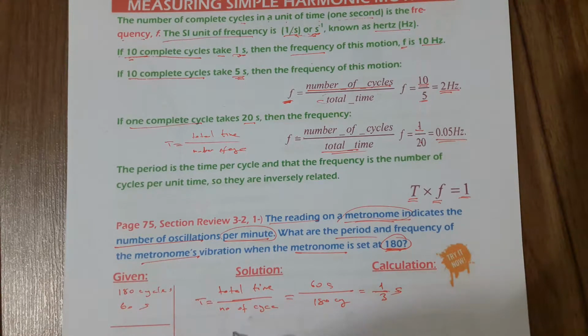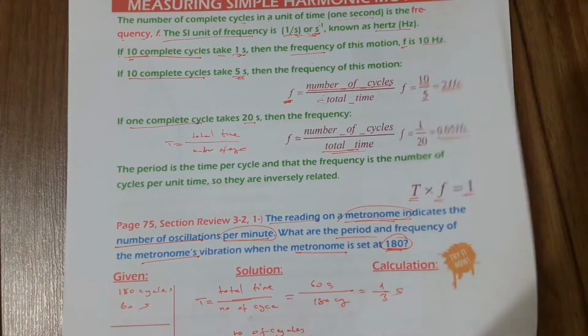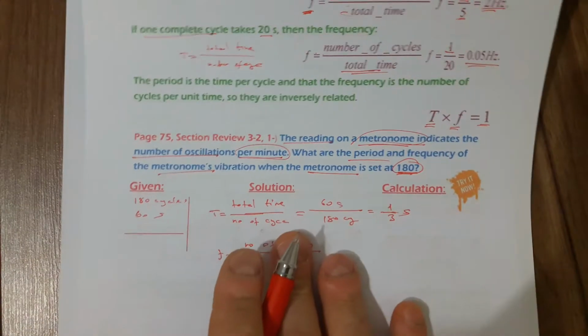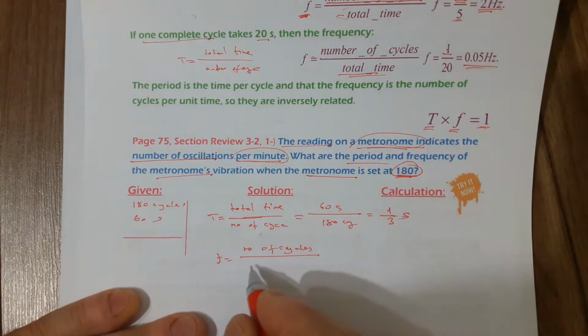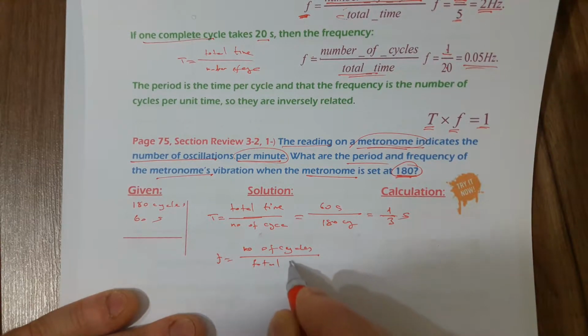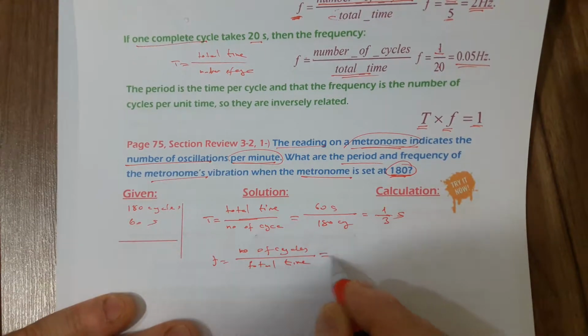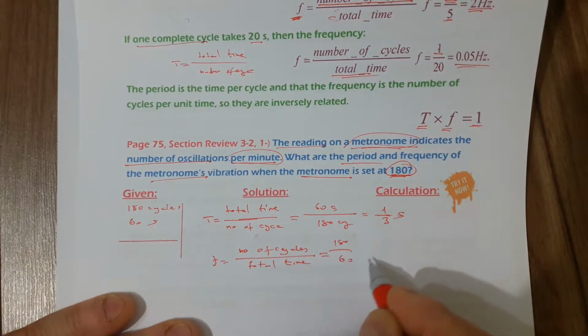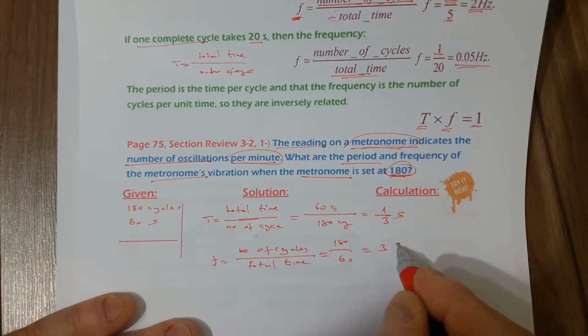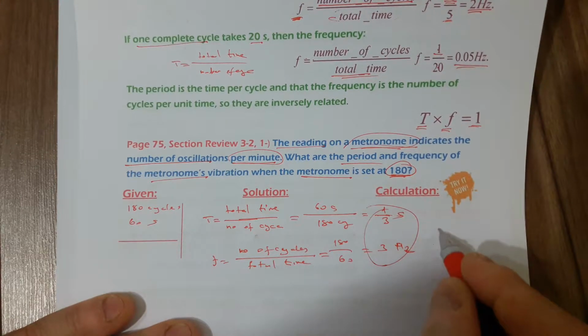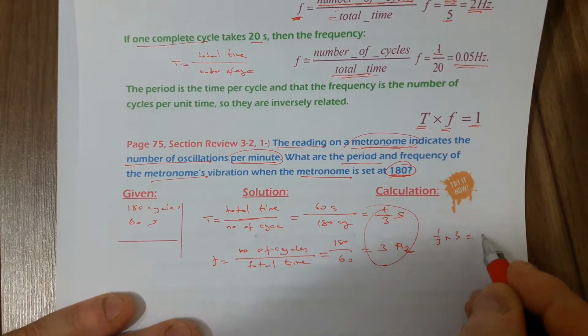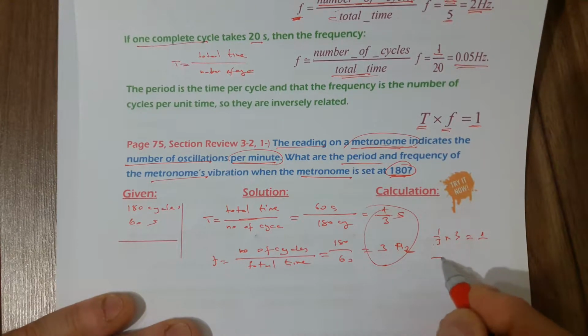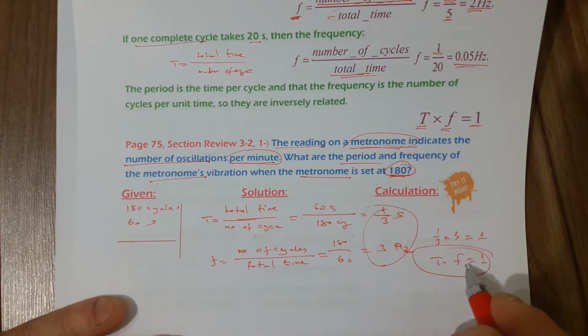But frequency is the number of cycles per unit time. So for that we divide the number of cycles by total time, the opposite of the period: 180 divided by 60. So it is 3 hertz. As you see, if you multiply these two numbers, 1/3 times 3, the answer is always 1, because the period multiplied by frequency is always 1. This is the relation between the period and frequency of an oscillation.